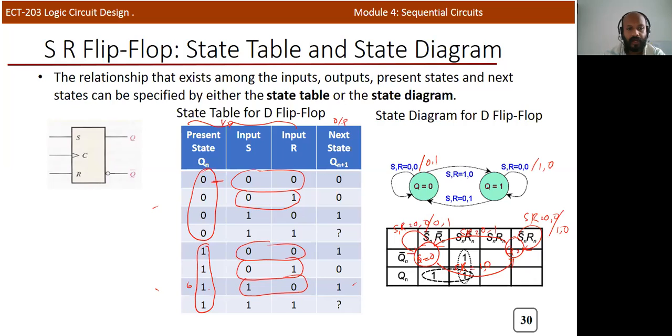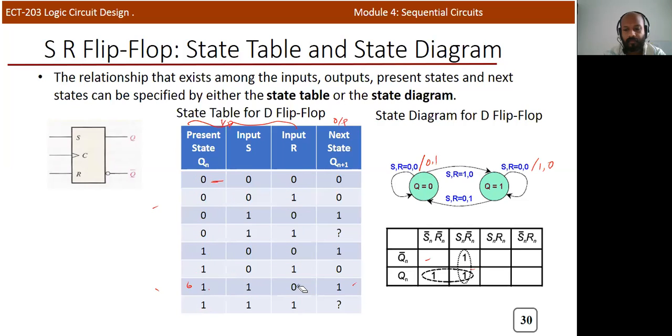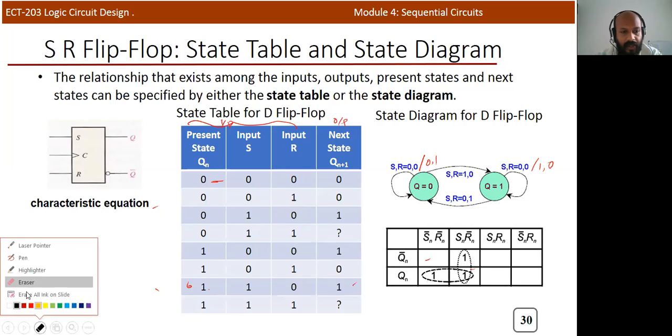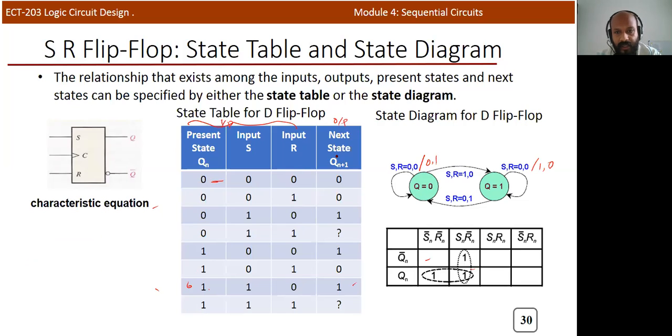And now we need to write the characteristic equation of this particular flip-flop. In order to write the characteristic equation, it's very important for a flip-flop. Characteristic equation means we need to write an equation for Qn plus 1. So we need to write Qn plus 1, the output, in terms of Qn, S and R.